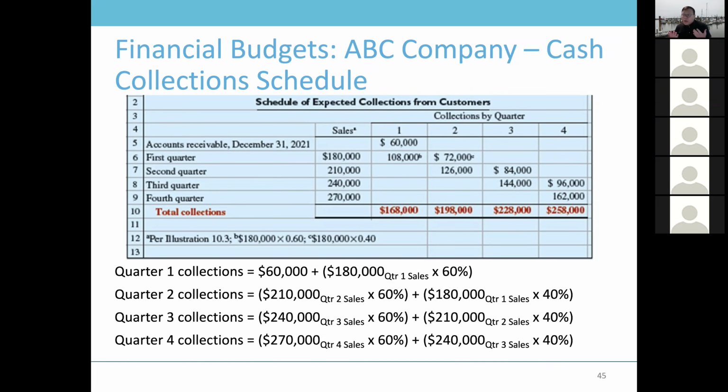So let's put it this way: in any quarter, you are collecting 40% of the sales from the previous quarter, plus 60% of the sales of the current quarter. And the sum of the two numbers is the amount of cash you are collecting, okay?